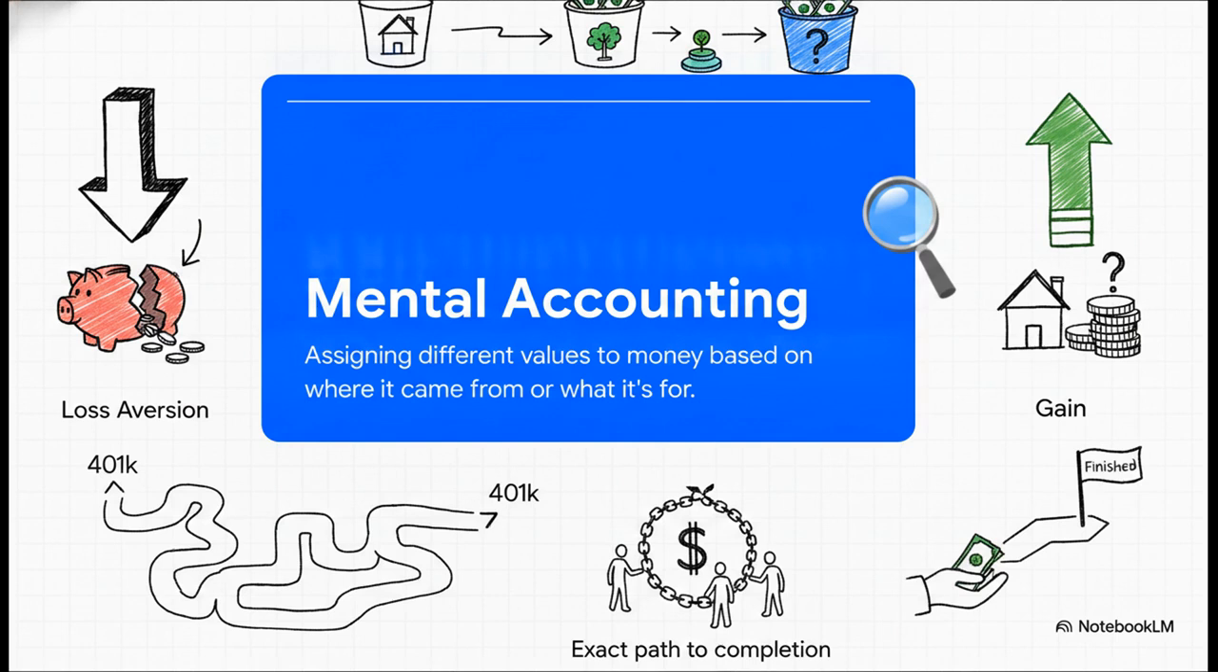Combine that with mental accounting, which is where we treat money differently based on where it came from or what it's for, and you suddenly understand why people severely overthink their 401k, hate traditional financial advice, and treat debt like a literal trap unless they can map out the exact path to completion.